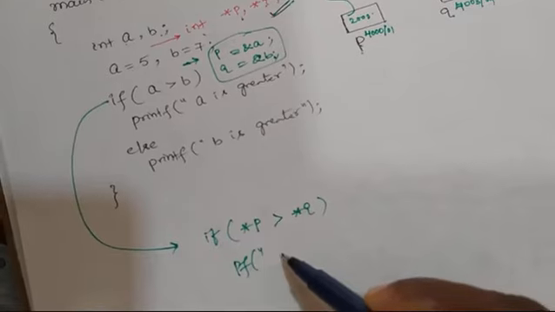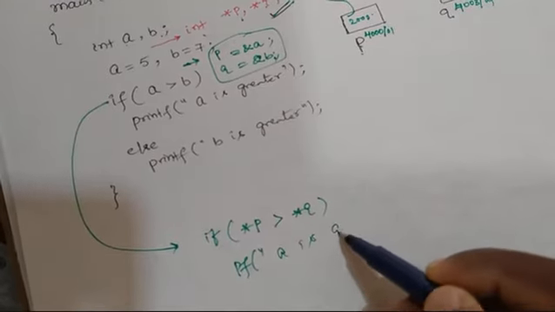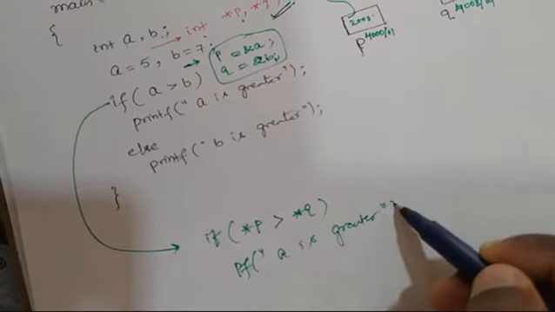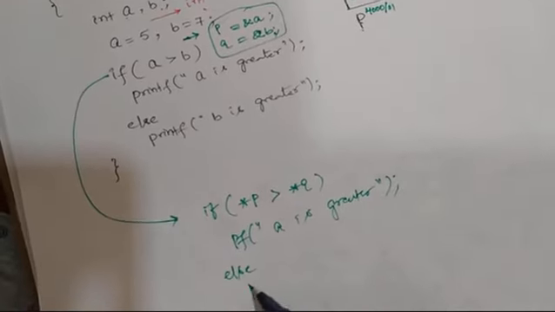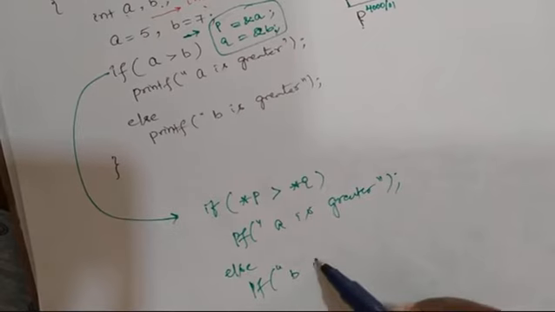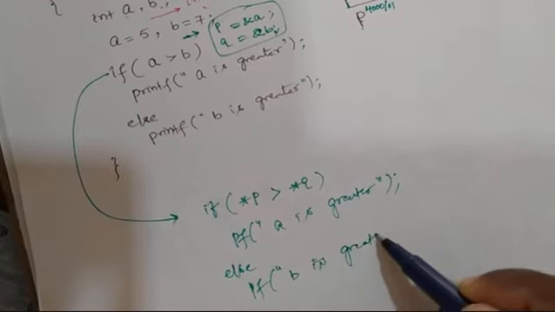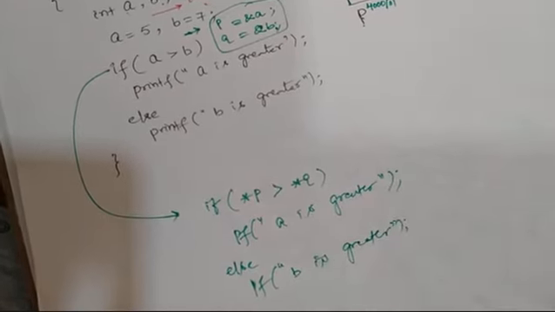Printf A is greater. Okay, else statement, what I have to do? Else, P is greater. That's it. This is a simple program.